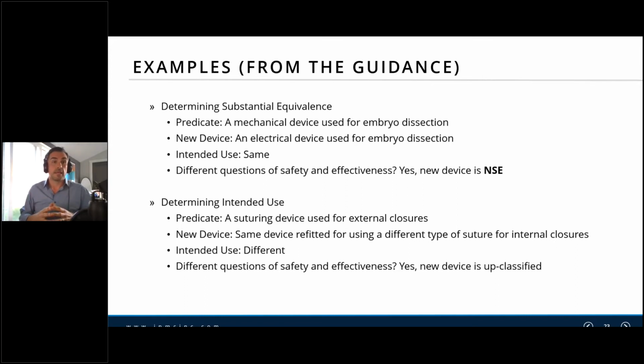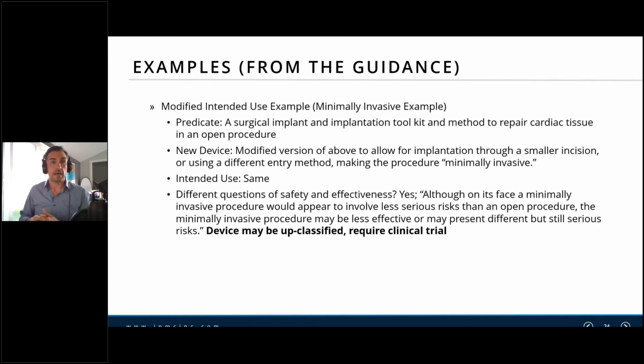Determining intended use: you have a suturing device normally used for external closures. Your engineers want to change that and use that same device retrofitted to do internal closures. So the intended use is now different. More than likely, you're not going to be able to do an abbreviated 510K. You're going to have to do a traditional. You can lean on your existing data for your existing product line, but because it's going to be a new intended use, you're going to need to rely on a different data set.